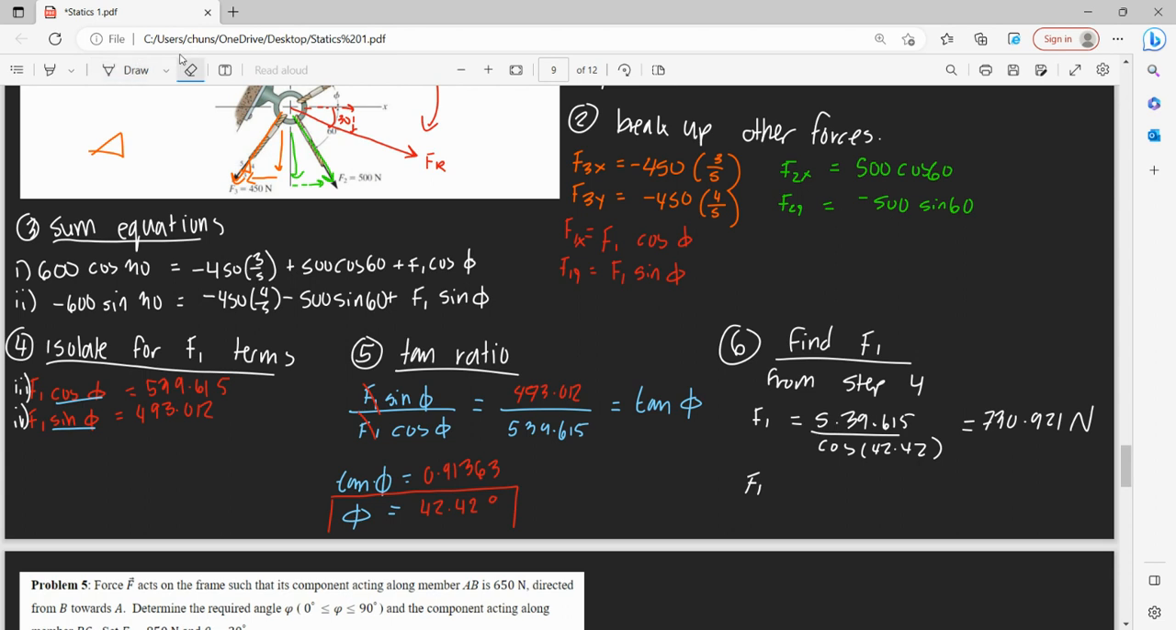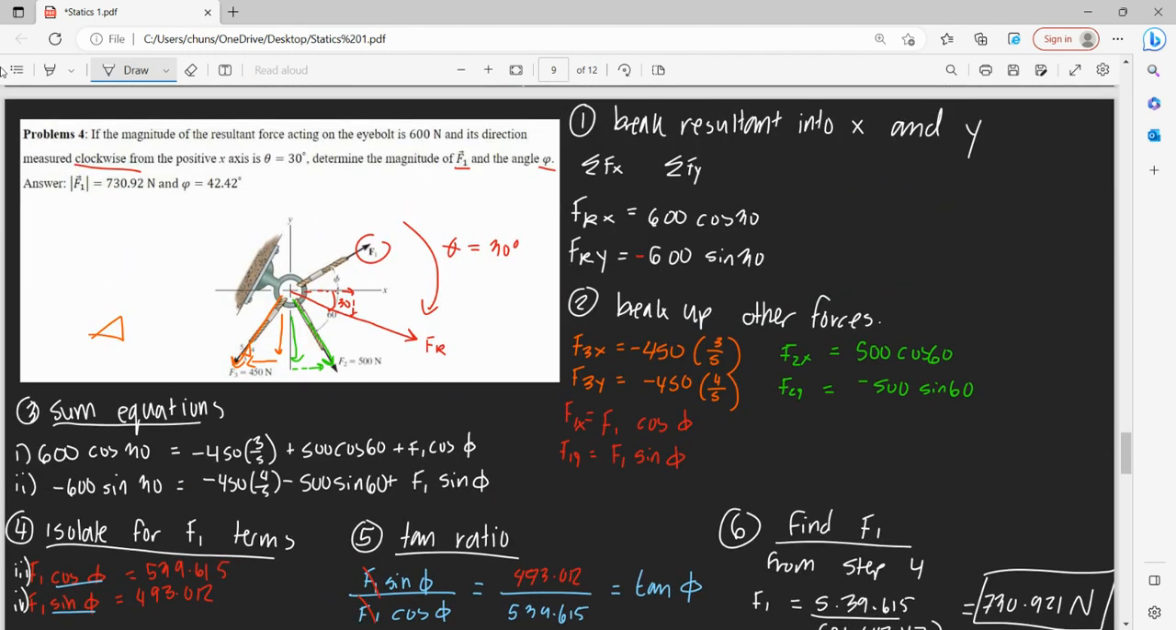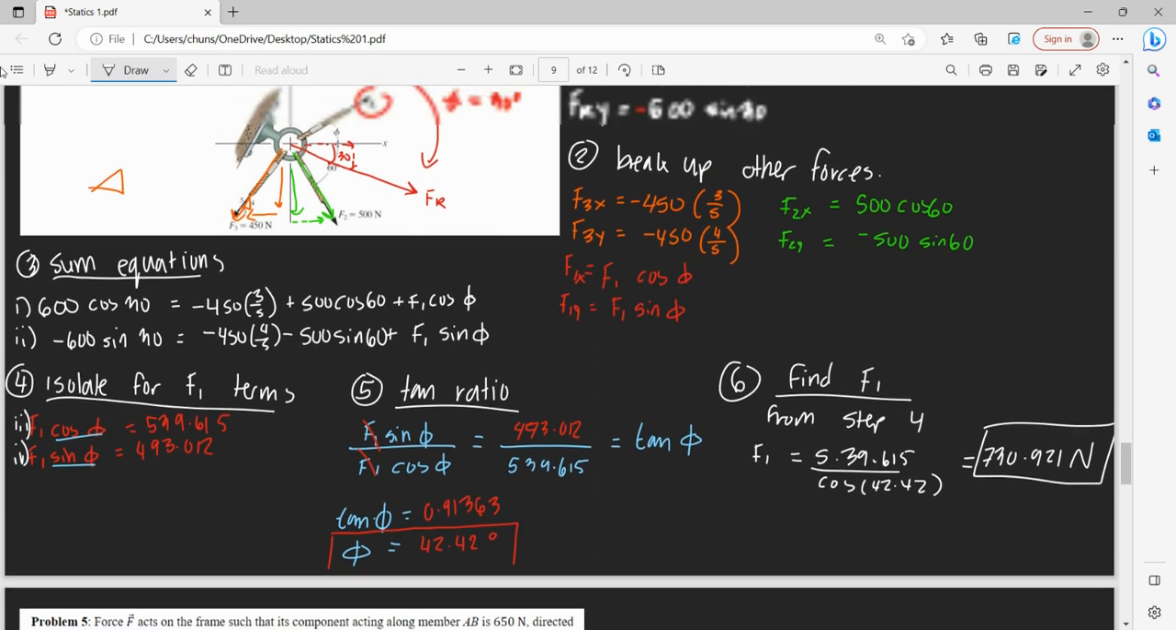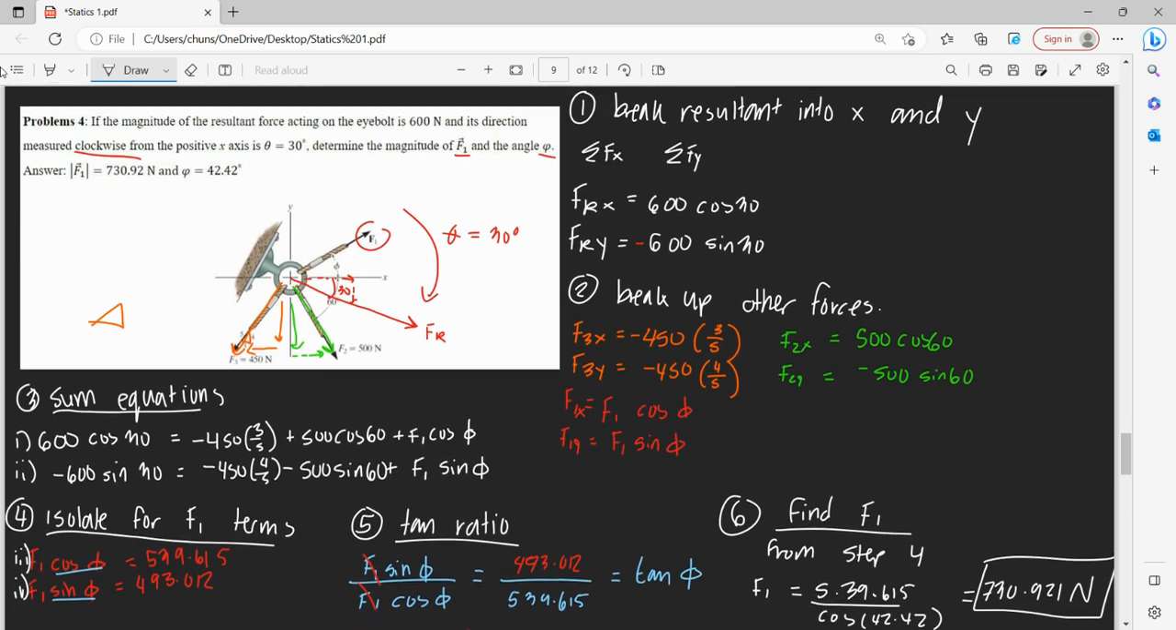And then our F, actually, yeah, no, that's it. That's it, sorry, because we don't need to find the other one. There we go. Magnitude of F1. Let's check our answer. Awesome. All right, so that's this question.